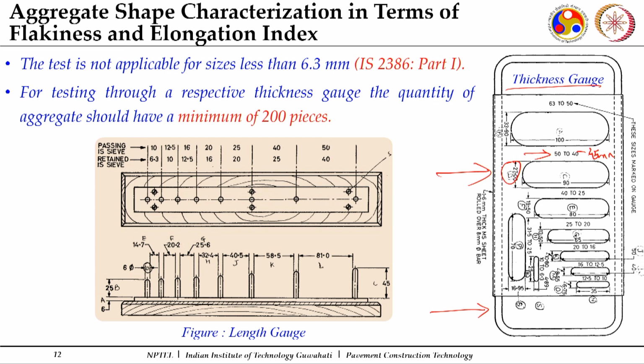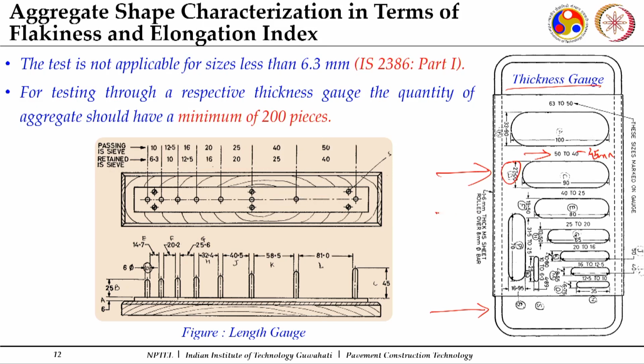If it does not pass through this particular slot, an aggregate which is passing through 50 mm and retained on 40 mm, then it is a non-flaky aggregate. Whatever it passes through will be called a flaky aggregate. So, I need to do this exercise for a good number of pieces to get a representative figure for it.